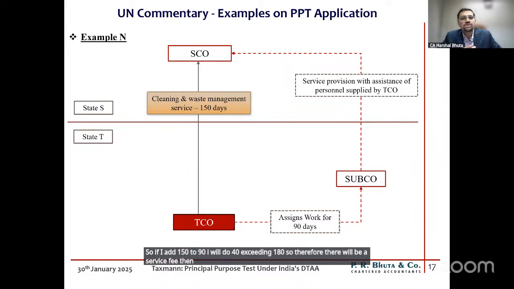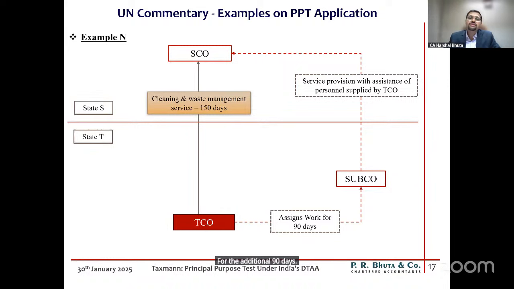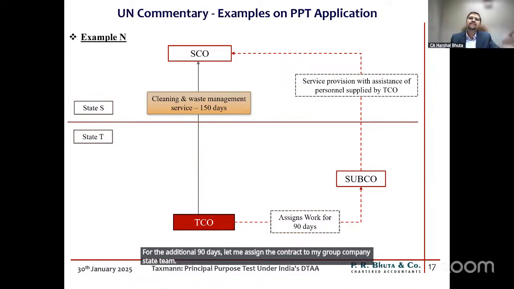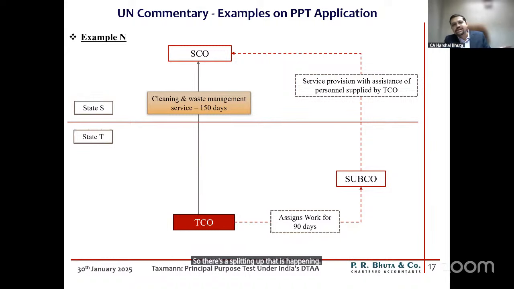So what TICO thinks of, for the additional 90 days, is: let me assign the contract to my group company in state T. So there is a splitting up that is happening. TCO by itself would be 150, subco will be 90. Both are below 180, both will get the benefit of service fee exemption. So here is where PPT will apply.